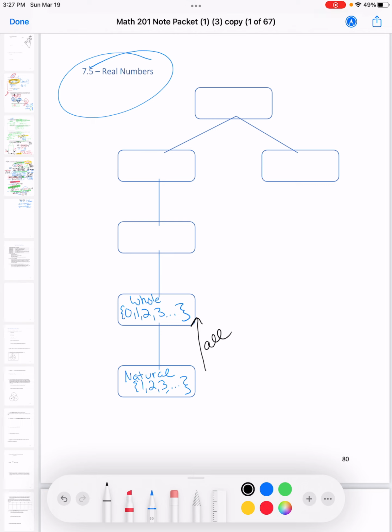Remember those little ellipses, the dot, dot, dot, says it goes on forever. So big numbers like thousands and millions are also in those lists. We're just lazy and didn't want to write them out.